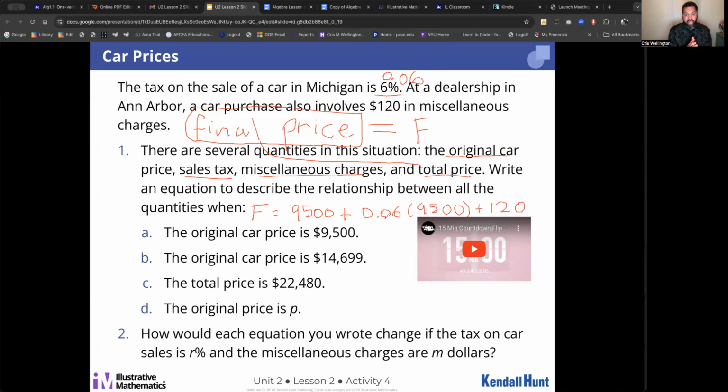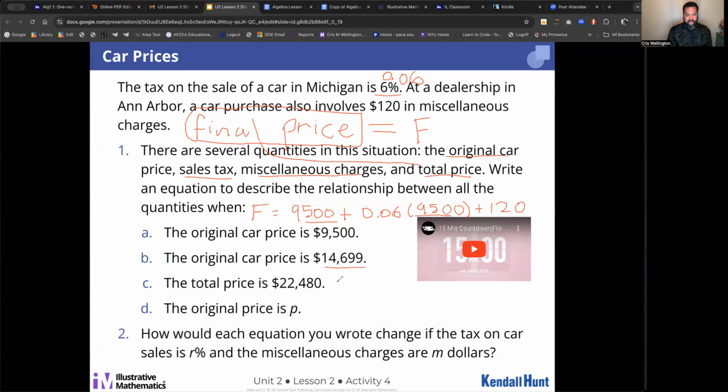So my equation just has numbers on the right side. This is a valid equation because these are numerical expressions. For part B, you're going to have the same thing again. This time you're going to replace this with 14,699. Same idea, just replace that.